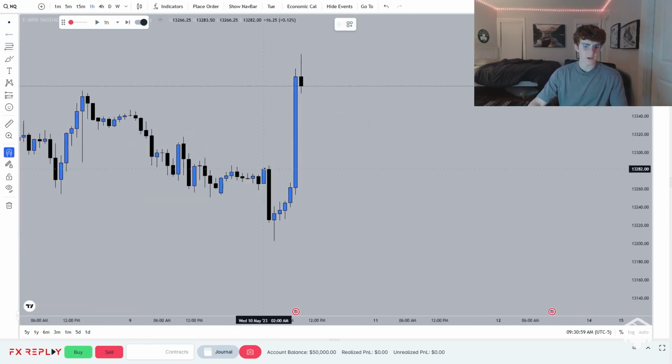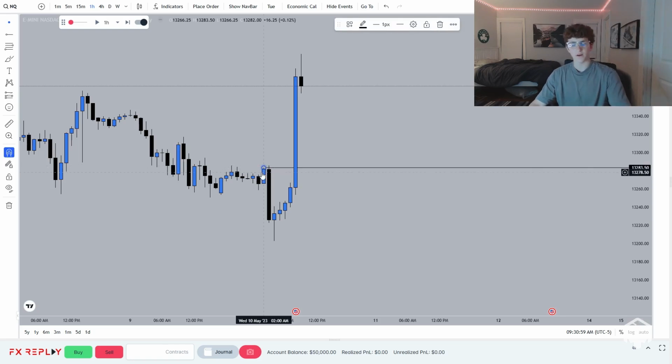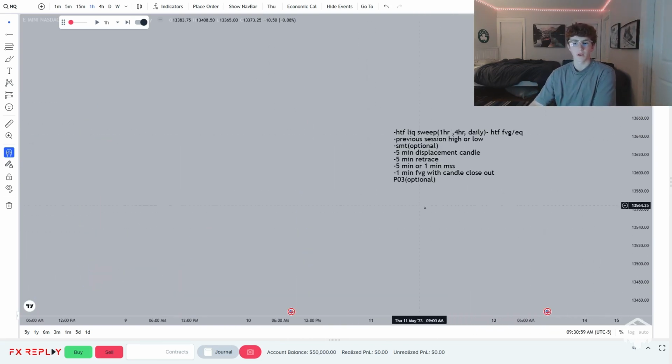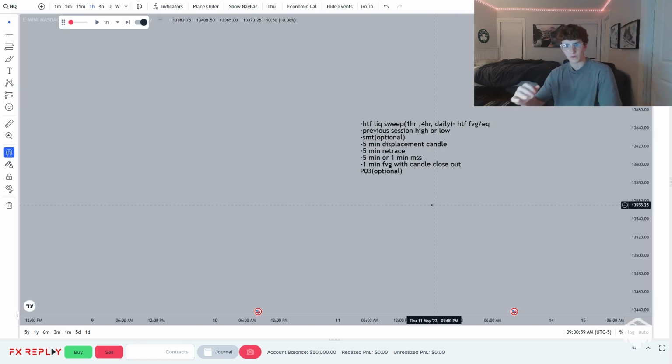Like, for example, this could be considered a high, right? This bullish candle is technically a 1 hour high, but it's not an external high. It's not a previous session high. It's not a 4 hour. It's very internal. Therefore, if I was going to take it off of something like this, I need other confluences to align with it. So that's why I wrote here, I need a high time frame liquidity sweep: 1 hour, 4 hour, daily, preferably a previous session high or low, like London, Asia, New York, if you understand that.